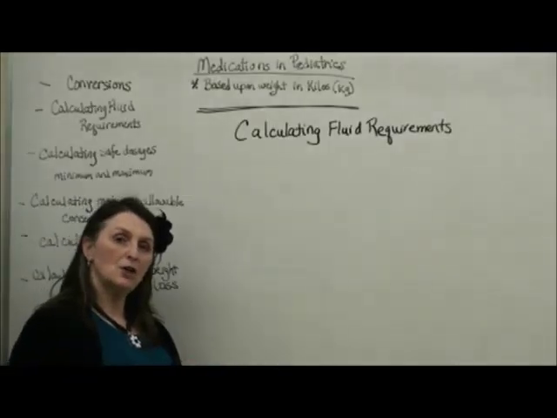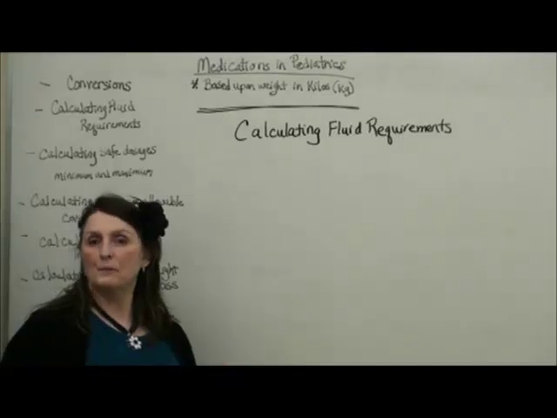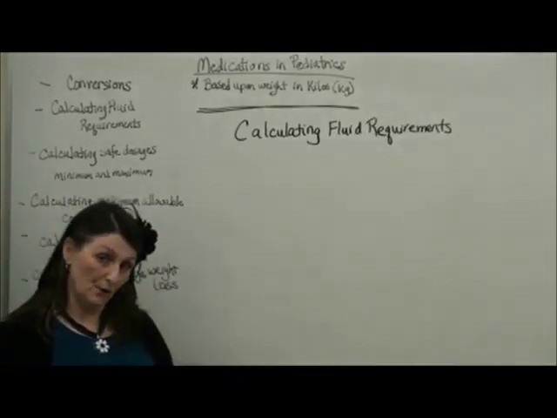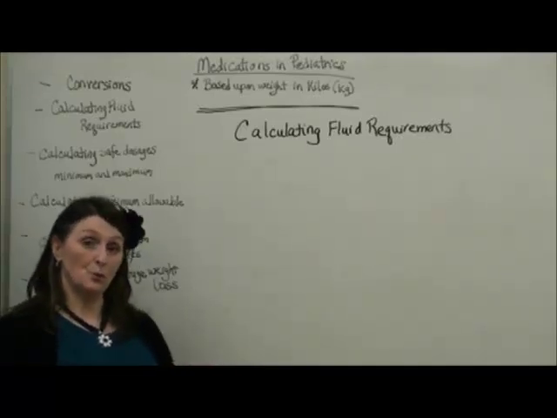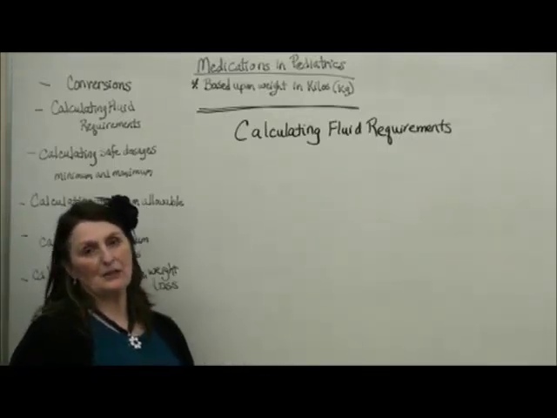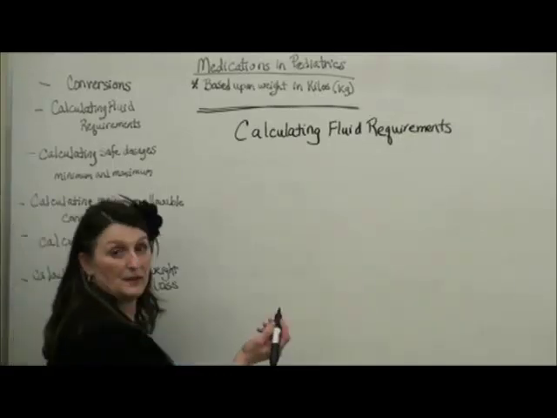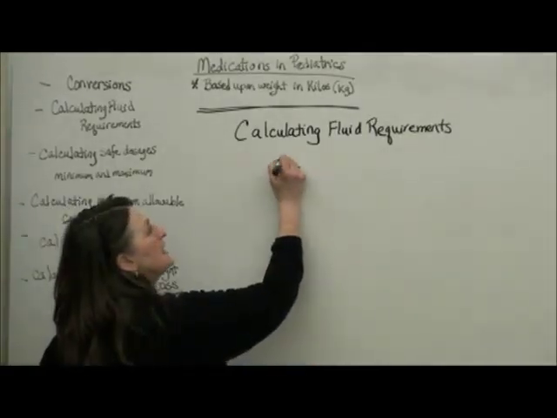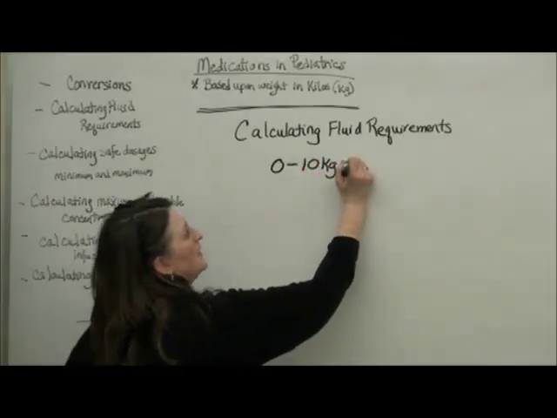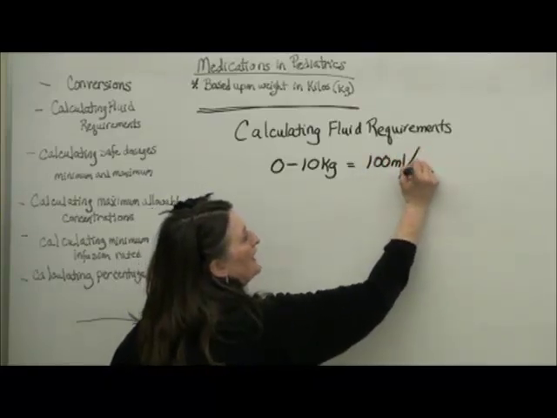As a child gets older, they get more muscle, more fat, and they are less percentage of water. But an infant is a greater percentage of water. So the smaller you are, the more milliliters of fluid per weight you're given. So our calculations for the first 10 kilos of your weight, you get 100 milliliters per kilo.